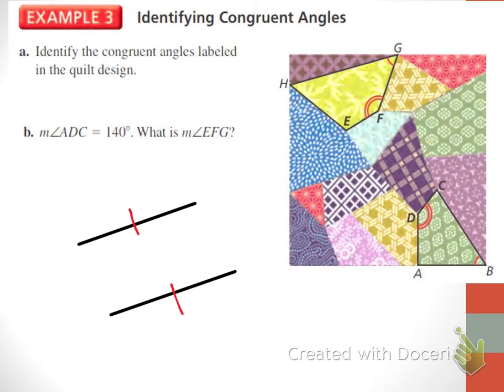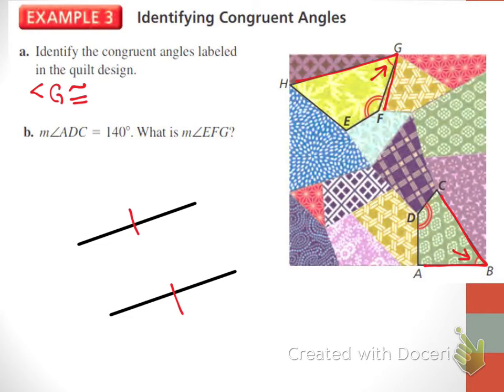So in this first question, when it says identify the congruent angles labeled in the quilt design, that's what we're going to do. Let's start with this one arc up here. Can I call it angle G? Yes. There's only one angle at this vertex that would have G. So that's it. Angle G. And it is congruent to this angle with one arc as well.